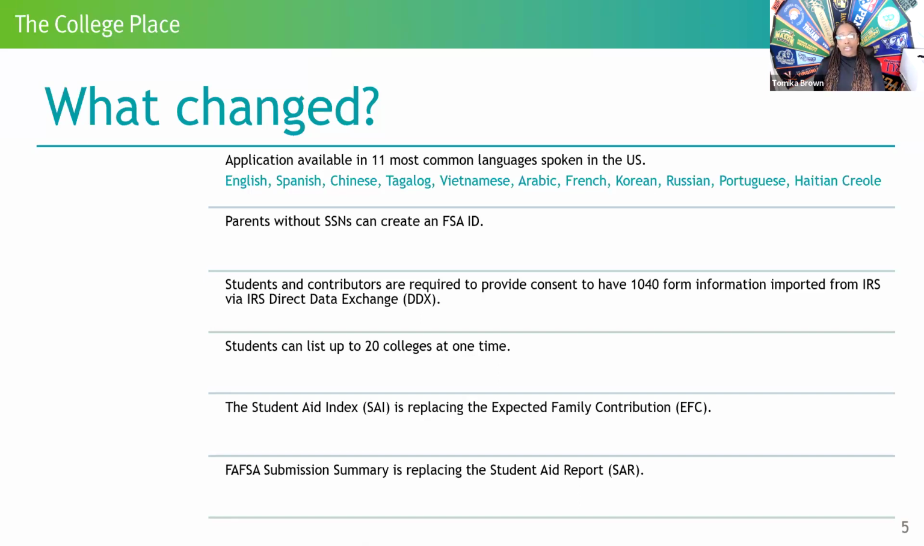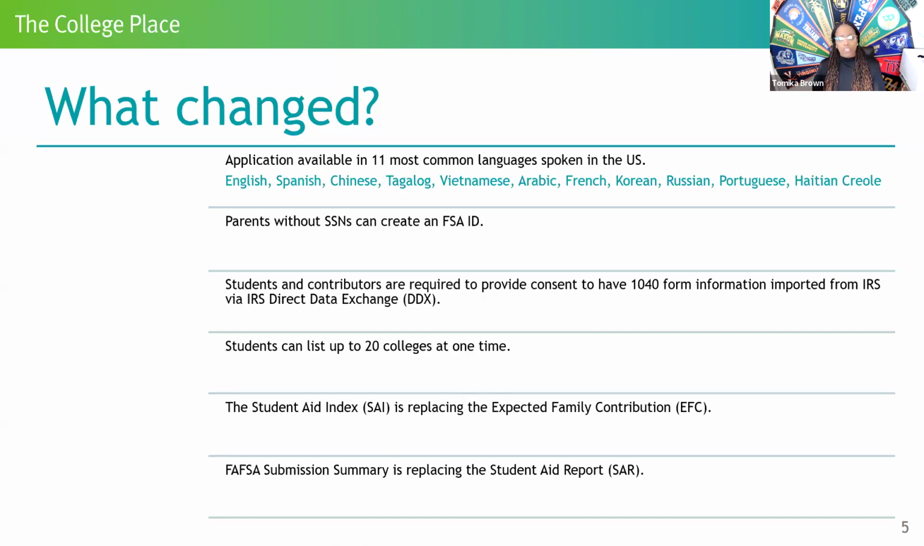Also, parents without Social Security numbers can create an FSA ID, which was different in years past. There is an actual process that I'll talk about for parents who do not have Social Security numbers to get an FSA ID. We know currently there's a problem with parents who do not have a Social Security number. They're having difficulty creating an FSA ID. Recent guidance from Federal Student Aid is saying that these parents are not able to create one right now. They have to work through some challenges on the back end, but that is one of the changes coming with this application, that these parents will be able to create an FSA ID to move through the application.